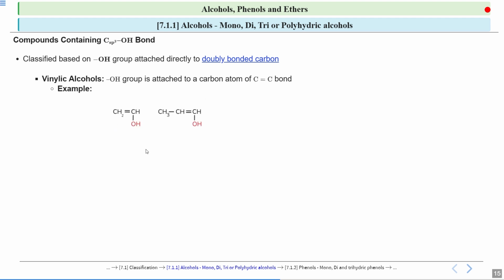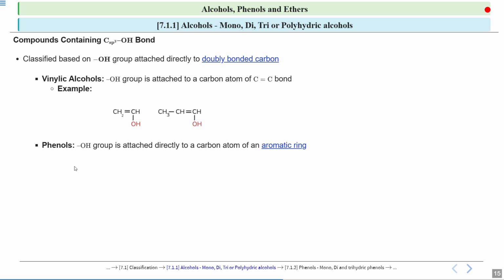For example, we have this molecule, CH2=CHOH. The hydroxyl group is attached to this carbon, which is sp2 hybridized and a double bonded carbon. Another example is this molecule, where we have CH3-CH=CHOH. The hydroxyl is present on this carbon, which is sp2 hybridized and a double bonded carbon.